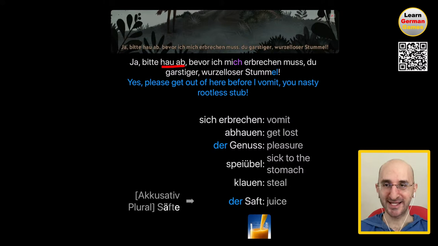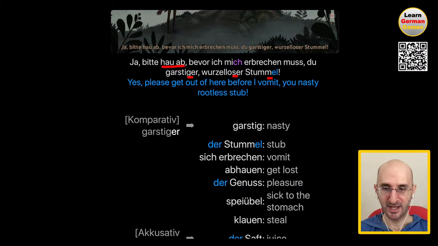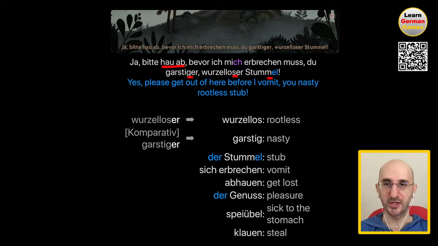Du garstiger, wurzelloser Stummel. Let's start from the end here. Der Stummel is a stub. And then you have two adjectives before it. Garstig is nasty. And wurzellos, rootless. Because Wurzel means a root, and then los means without.